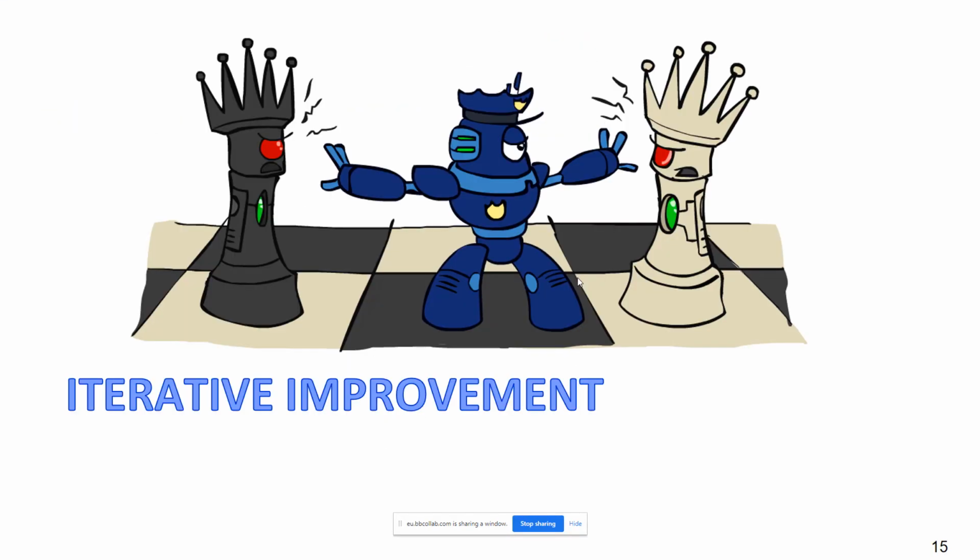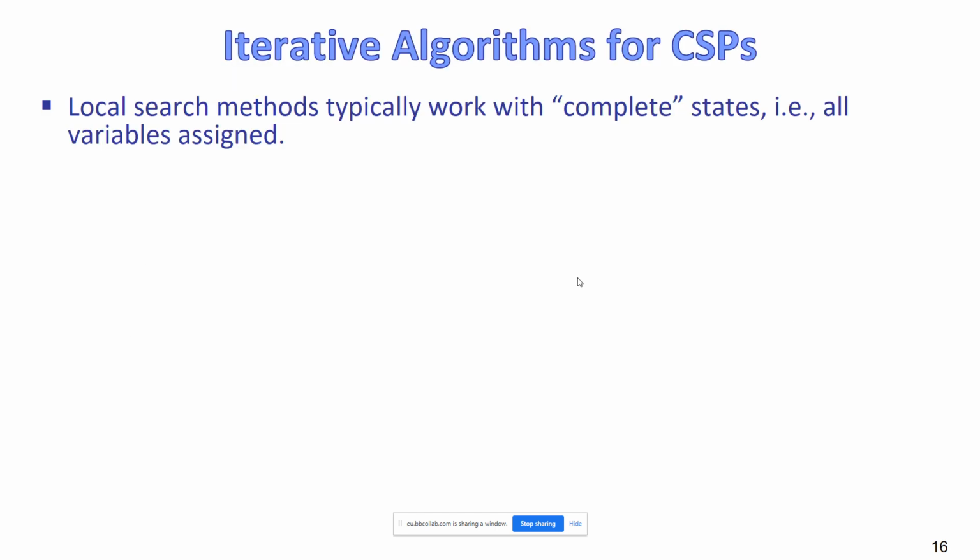Okay, let's move on to the last topic in CSP, which is what we call iterative improvement. So what do we mean by iterative improvement or iterative algorithms here? Iterative algorithms here are a different type of search algorithms, called local search. In local search, we typically work with complete states. In all of the search algorithms that we discussed earlier in the course, especially for CSP, we start with unassigned variables, and then we assign one at a time, right?